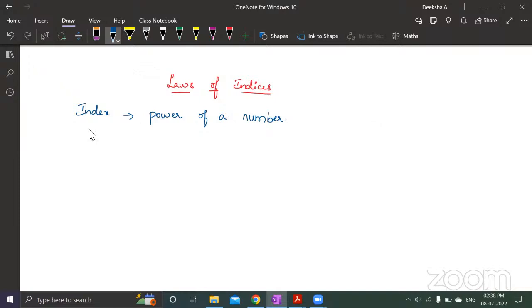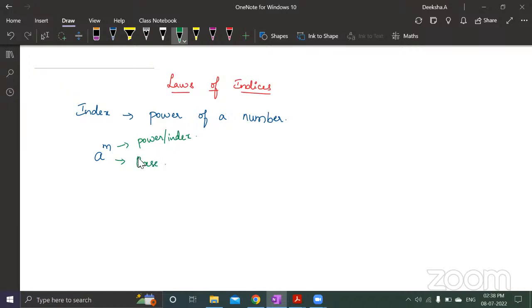So what is an index? It is the power of a number. So suppose you are writing a power m. Here, this a is called the base, and this m is called the power or index. Both are the same. Indices is the plural of index.